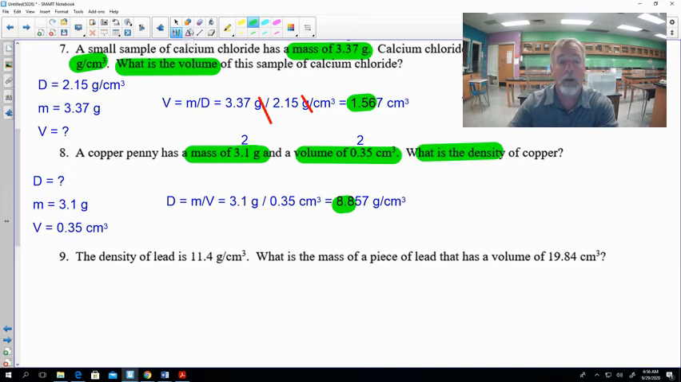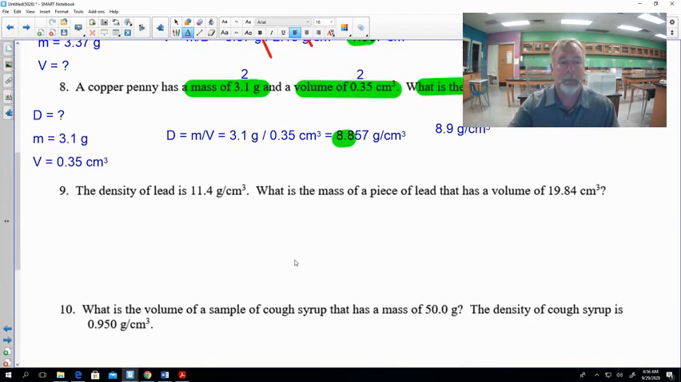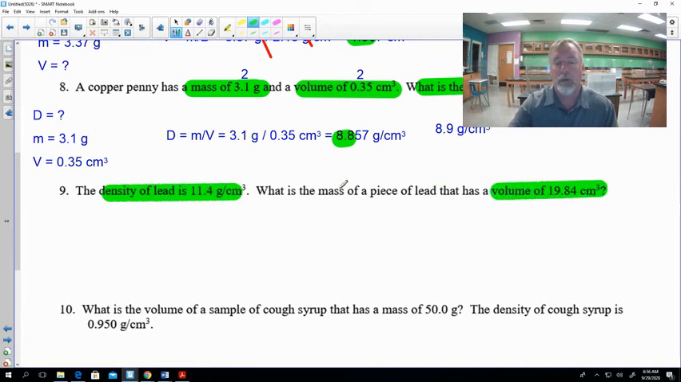Round up. It tells you to round up. So our answer here is going to be 8.9 grams per cubic centimeter. So hopefully you're starting to see the pattern, the process I want you to do. I want you to somehow mark in the problem what your variables are. Anytime you see that "what," that tells you that's going to be a question mark, because that's what we're looking for.